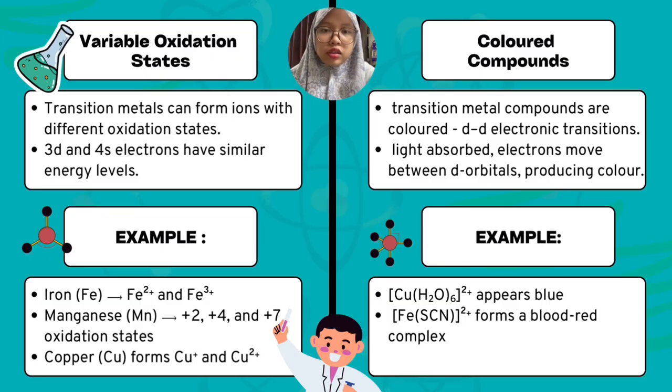Next is colored compounds. Many transition metal compounds are colored due to d-to-d electronic transitions. When light is absorbed, electrons move between the d orbitals, producing a color. For example, the complex copper hexaaqua, [Cu(H2O)6]2+, appears blue, while iron thiocyanate, [FeSCN]2+, forms a blood red color.